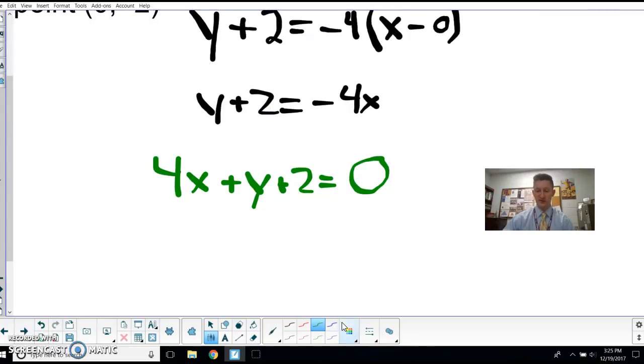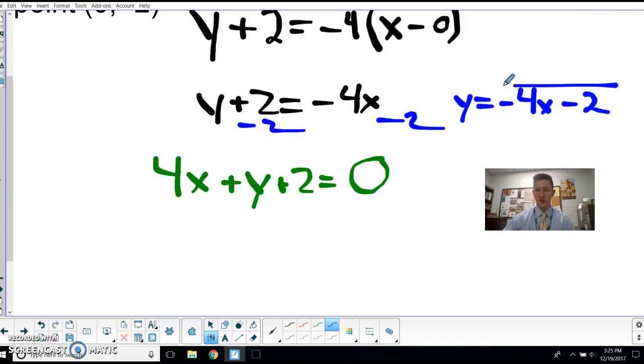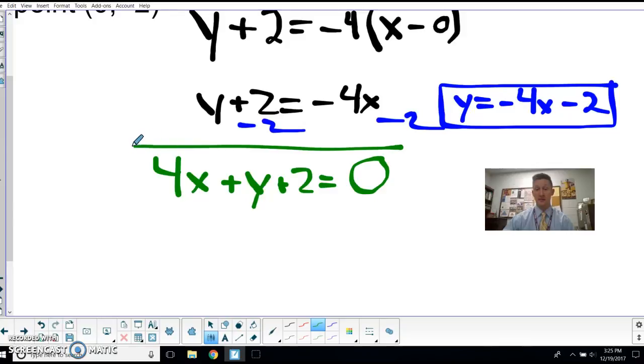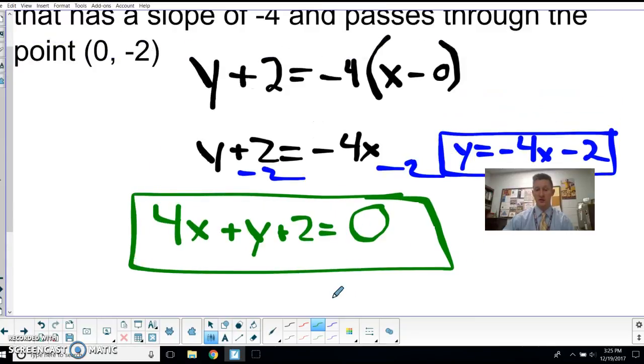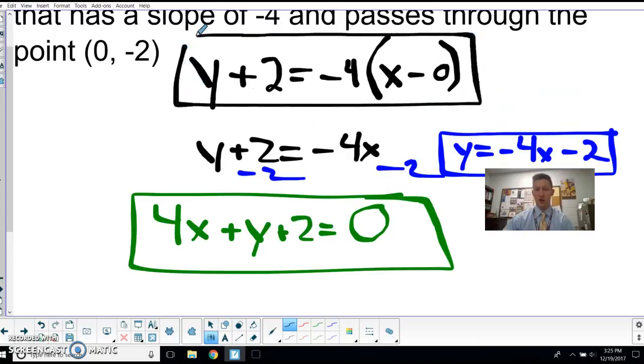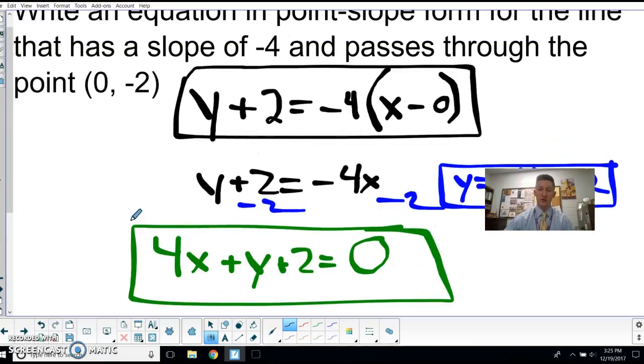If I wanted it in slope-intercept form, I'd just be subtracting the 2 from both sides. And I'd have y is equal to negative 4x minus 2. So any of these formats is okay. It all represents the exact same line, the same function, the same graph. It's just written in 3 different formats, and it just depends on what it is that you're looking for. Each of them has their uses and their purposes, so hopefully you can be comfortable working in any of those 3 formats.